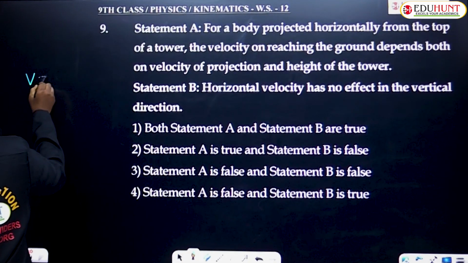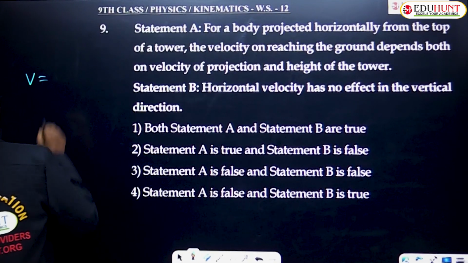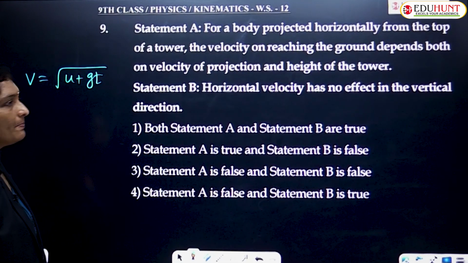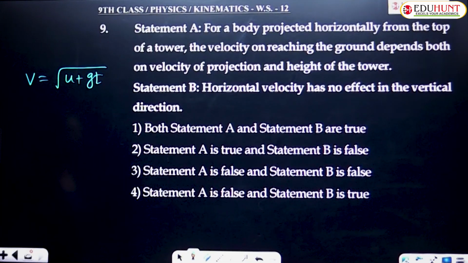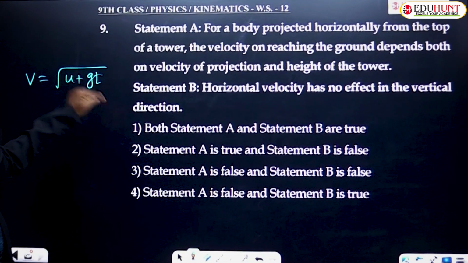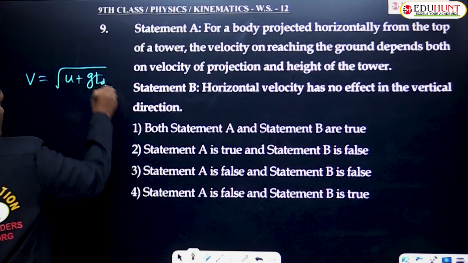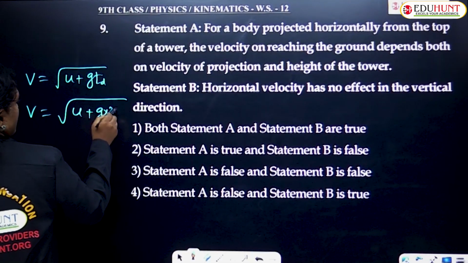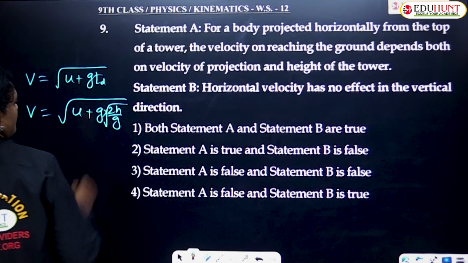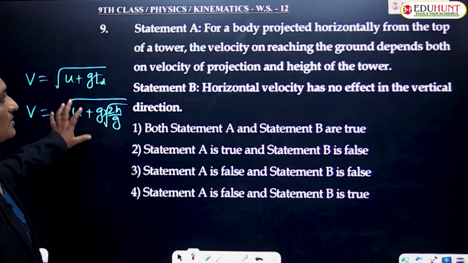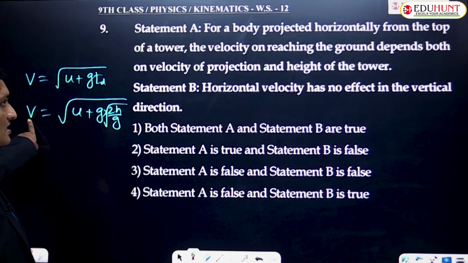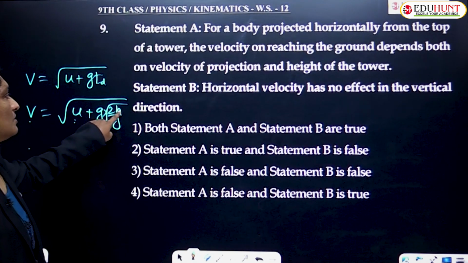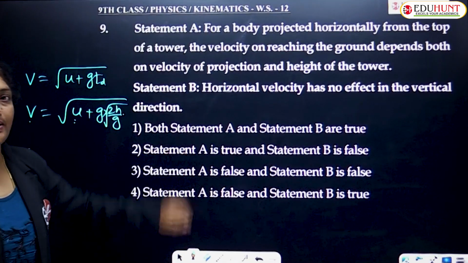We know that the velocity on reaching the ground is equal to root over u plus gt. This is what we have calculated. Okay, so velocity at any point is given as root over u plus gt. T in this case, to reach the ground, is the time of descent. So v is equal to u plus g into the time of descent, which can also be given as root over 2h by g. So what is given means, for a body projected horizontally from the top of a tower, the velocity on reaching the ground depends both on velocity of projection, this is the velocity of projection, and also the height of the tower. So the first statement is true.